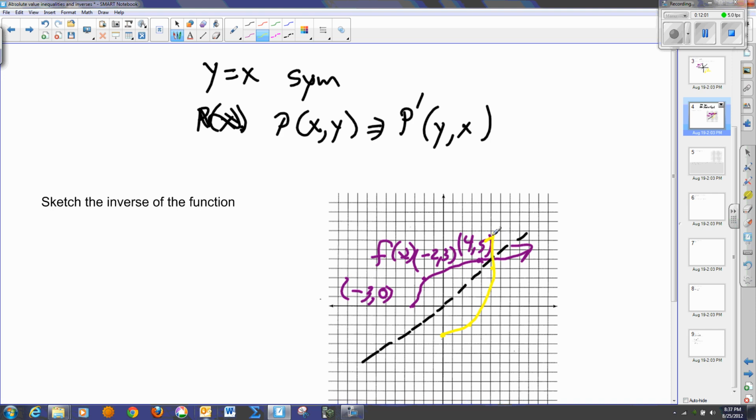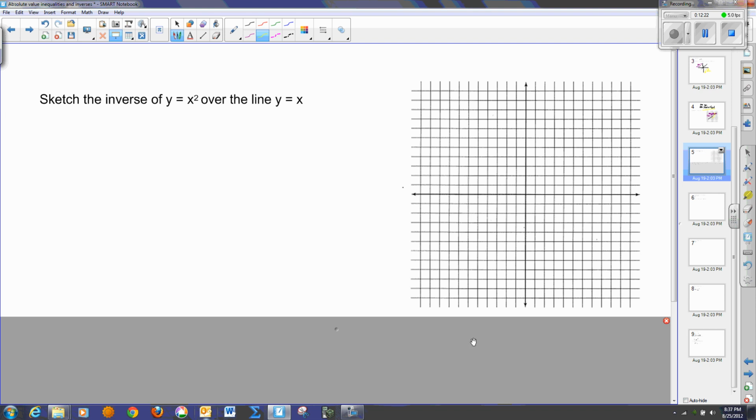And if you look, that's a pretty good representation of the reflection of the blue line goes to the yellow line. So it uses a concept of symmetry that we just talked about. So now what I want to do is sketch the inverse of y equals x squared over the line y equals x. Y equals x squared we know is a parabola. I can graph that.